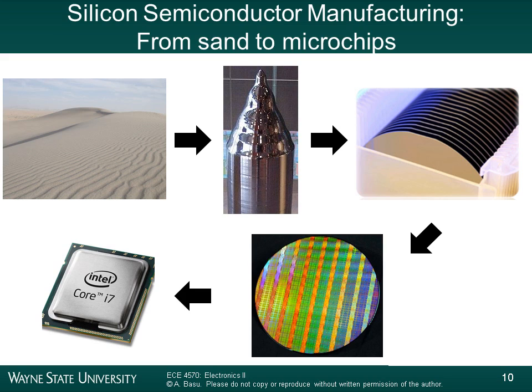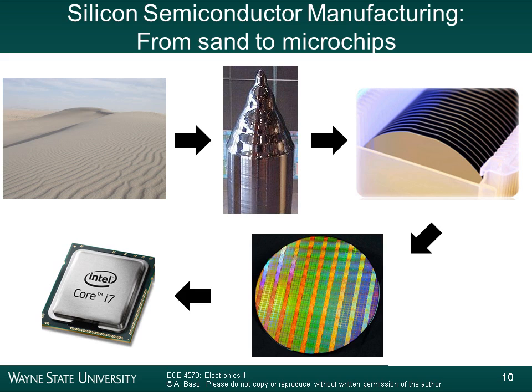We start with sand. From sand, we actually have to take the sand and make it into single crystal silicon. This is the tricky part. This is one of the reasons why silicon is not a super expensive material compared to others, but it's not cheap either.